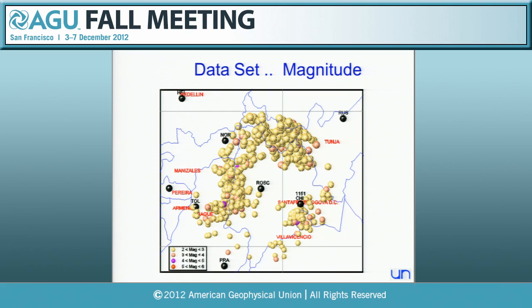This is an example of what we did there. Bogotá is here. We have the three. As you can see, it's a very coarse network. There are only a few three-component stations, and Rosal station, which is here, is the one with three components, and no more than two or three in this picture.